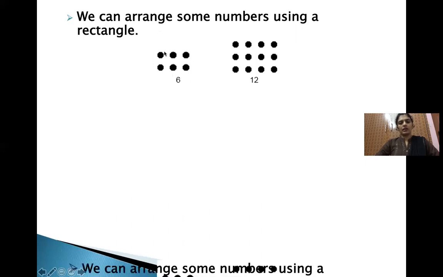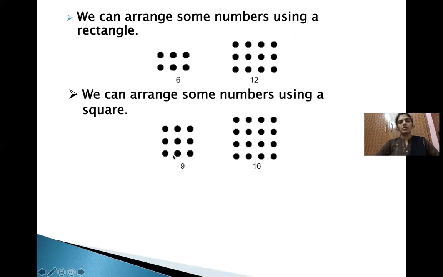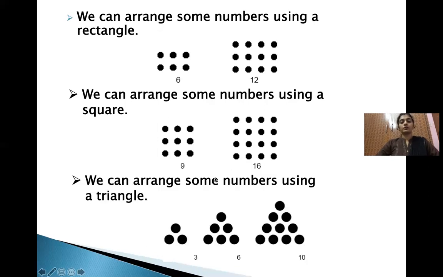Like this, for square numbers, we need only a square number of dots. Like we can make a square with 9 dots. We can make a square with 16 dots. Similarly, we can make a square with 25. All these numbers are square numbers, so we can make squares from these numbers of dots.